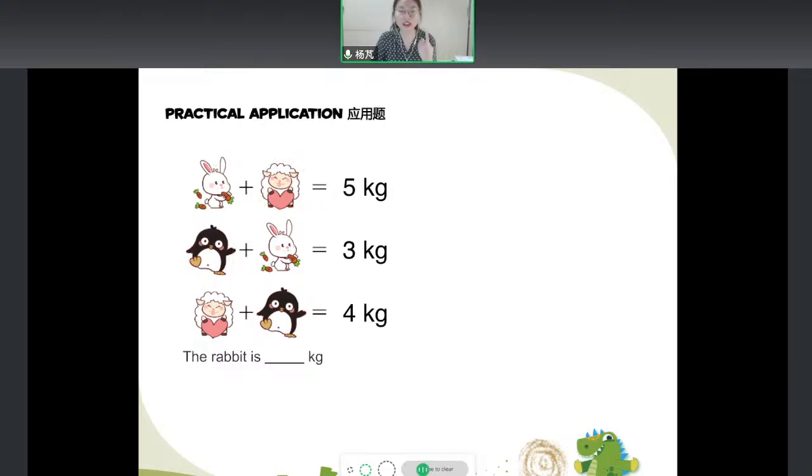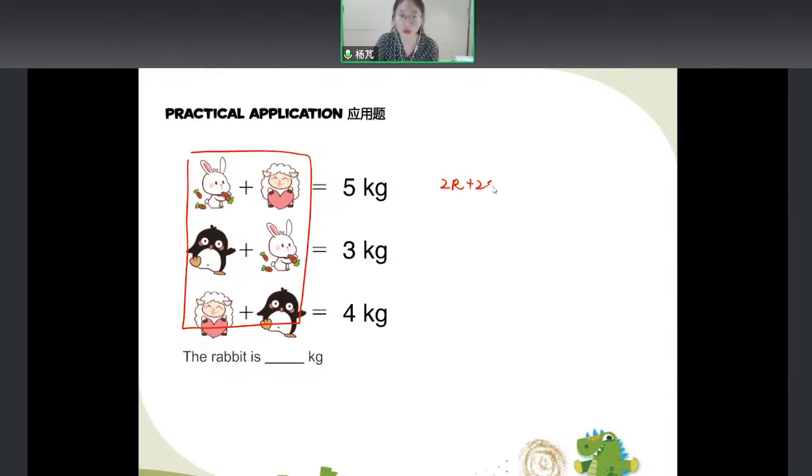These 3 equations. What about let's try to add them together? What will happen? Let's see. On the left, if we put all the animals together, how many rabbits are there? It will be 2 rabbits and 2 sheep. Okay, and also 2 penguins. But how heavy are they? On the right, how heavy are they? There will be 12 kg altogether.